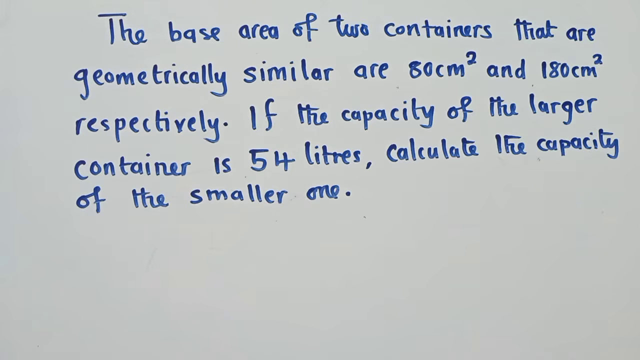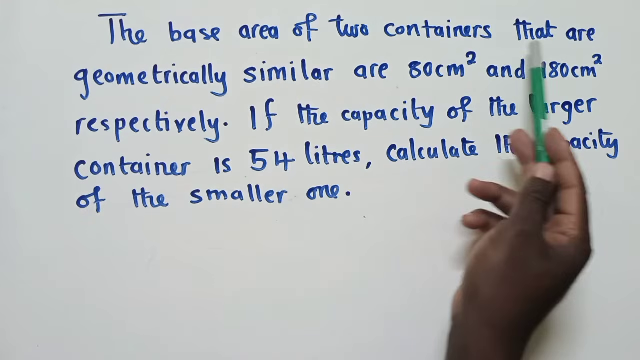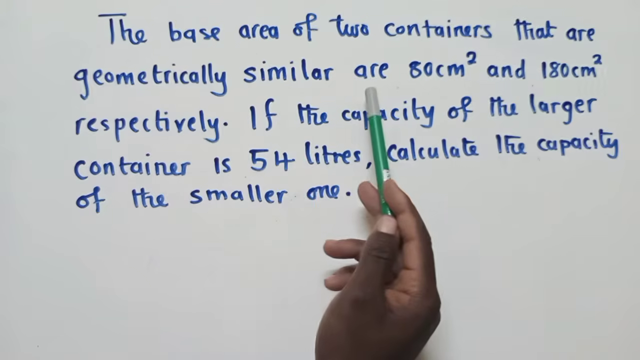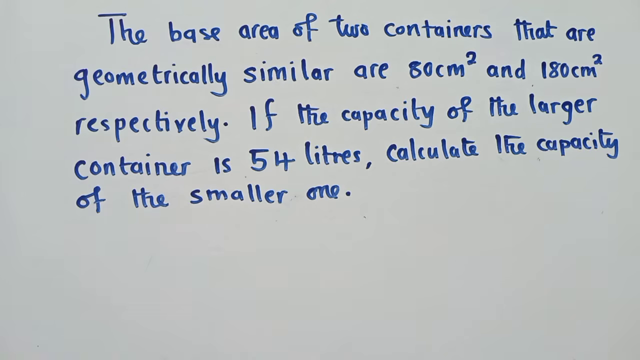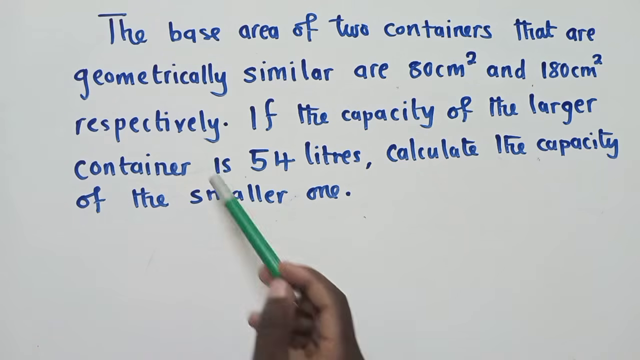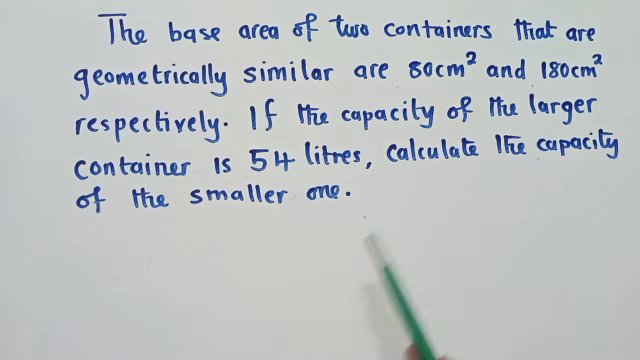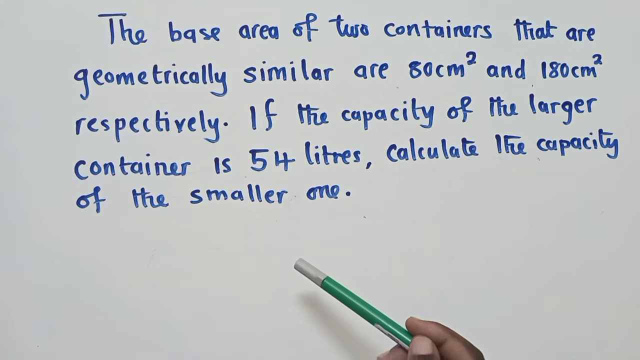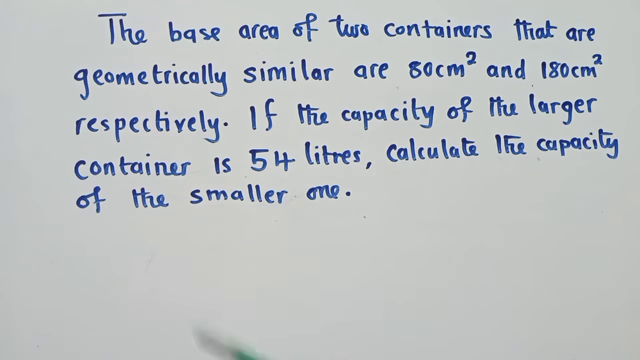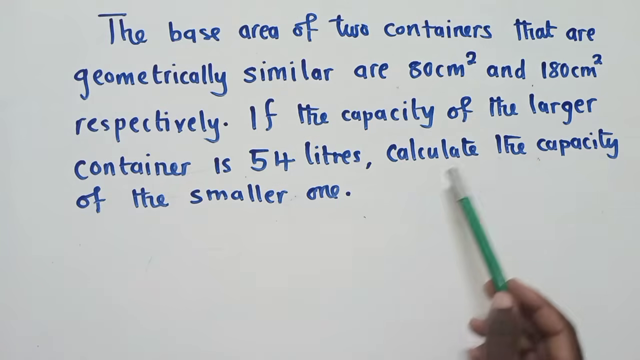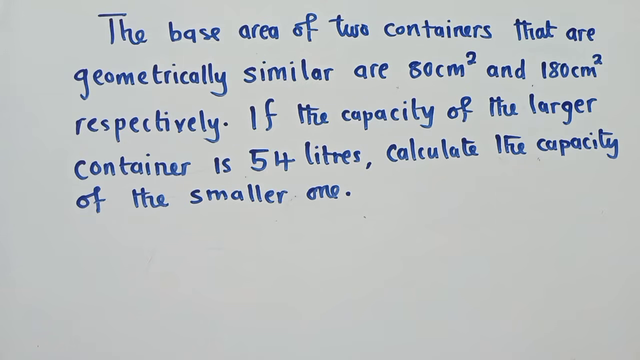So I've got this question on similarity and congruence. How do we answer a question like this? Let's read the question. The base areas of two containers that are geometrically similar are 80 centimeters squared and 180 centimeters squared, respectively. When they say respectively, it means this one is for the smaller one, and this one is for the bigger container. If the capacity of the larger container is 54 liters, calculate the capacity of the smaller one.